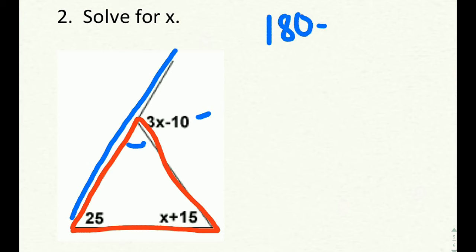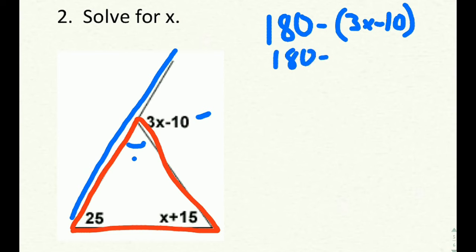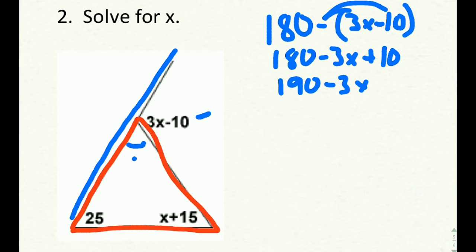180 minus this angle right here, this 3x minus 10, is going to equal this angle over here, this unknown. And if I distribute my negative, I get 180 minus 3x plus 10, because I distribute to both. And then I get 190 minus 3x. Now that's not a number, which can be a little frustrating. But 190 minus 3x is actually the best we can do in this first step to name this angle over here.